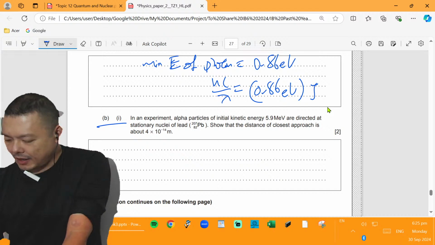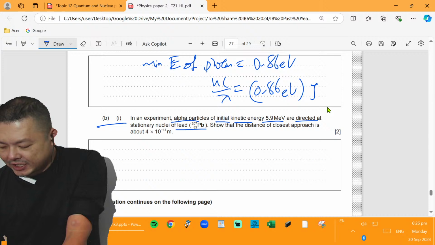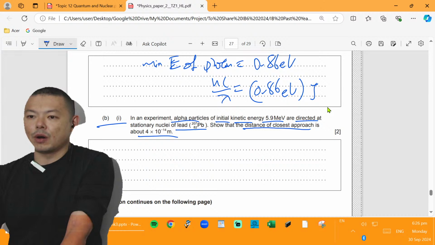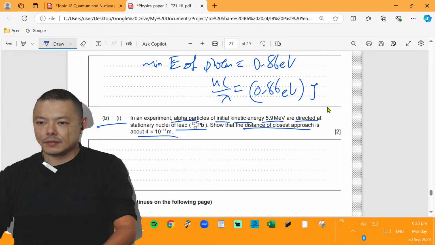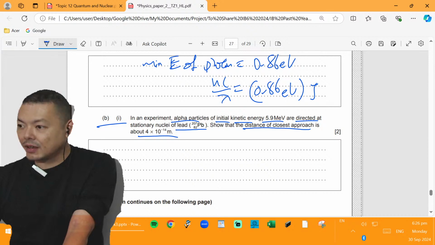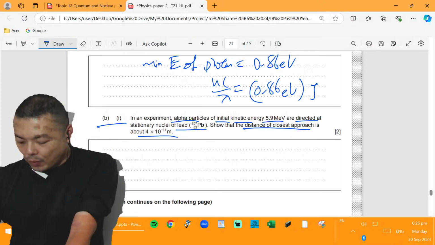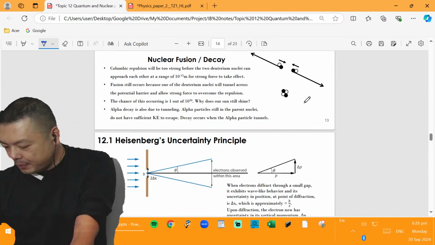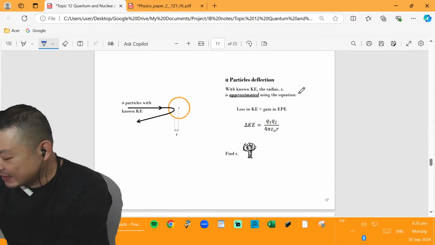Alpha particles, initial KE of 5.9, directed at stationary lead, show that the distance of closest approach is this. Now if you are wondering, have we done this before? The answer is yes, we have done this before. Where have we done this before? You can go through the notes. You should be able to tell it's topic 12. It's here. We have done this before.